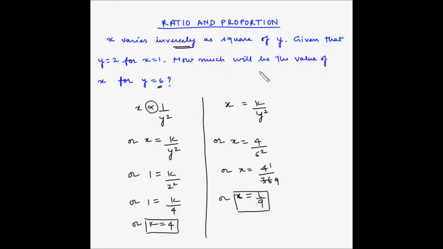Now let us observe the behavior of the data. So when y equals 2, x equals 1. And when y equals 6, x equals 1 by 9. Now from this, one thing is for sure, that when y is increasing from 2 to 6, the value of x is decreasing. 1 by 9 is smaller than 1. So when y is increasing, x is decreasing. So that is why the inverse relationship.